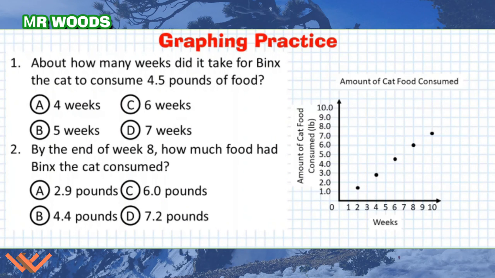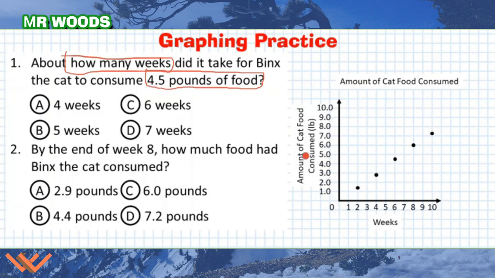Okay, let's practice. Let's do this real quick. So number one, about how many weeks did it take for Binks the cat to consume 4.5 pounds of food? 4 weeks, 5 weeks, 6 weeks, or 7 weeks? So we're trying to find 4.5. So we know that we're looking for 4.5 pounds of food. And up here it says how many weeks.